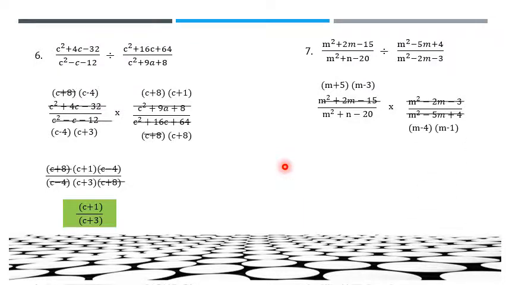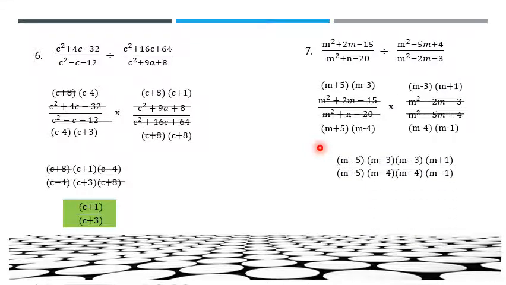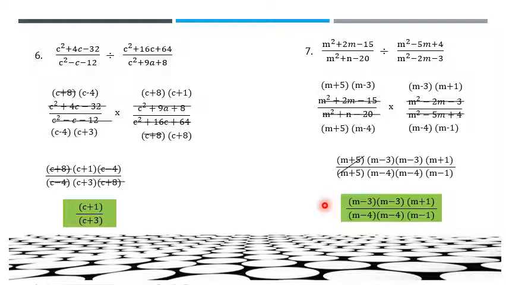m squared minus 2m minus 3. The factor is m minus 3, m plus 1. And this one is m plus 5, m minus 4. Then multiply m plus 5, m minus 3, m minus 3, m plus 1, then over the LCD. Then cancel out the common m plus 5. And the answer is m minus 3, m minus 3, m plus 1 over the LCD.